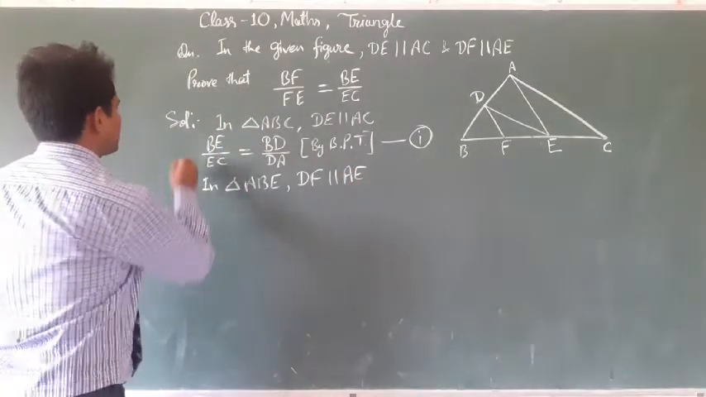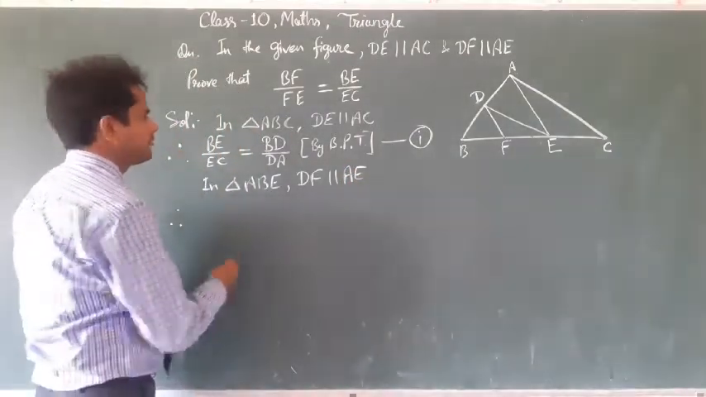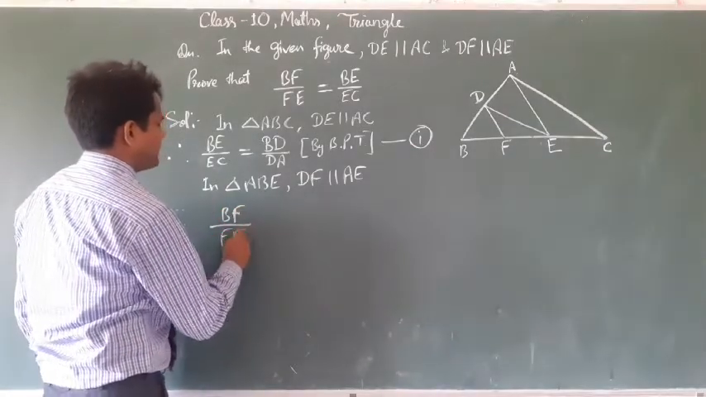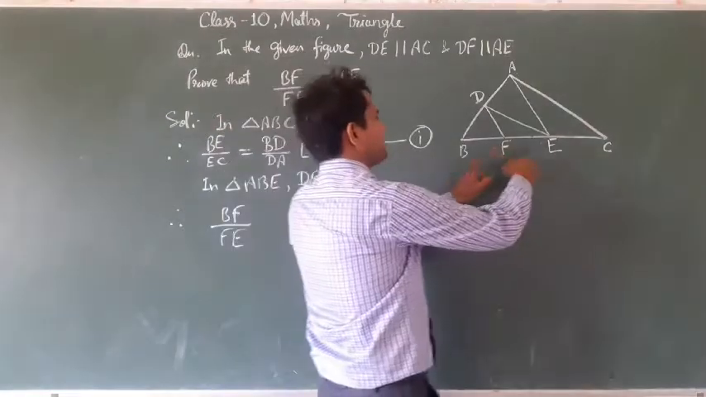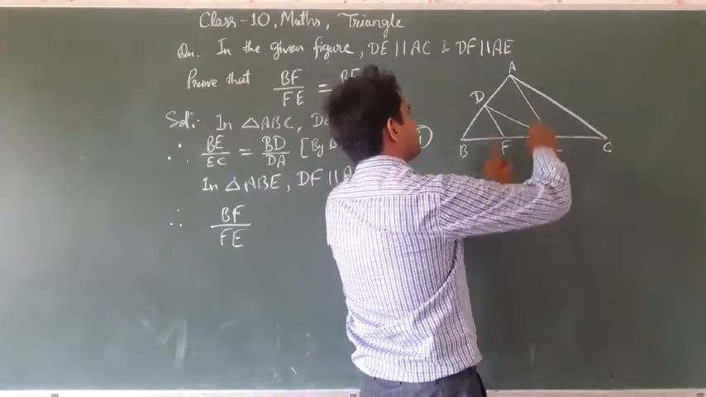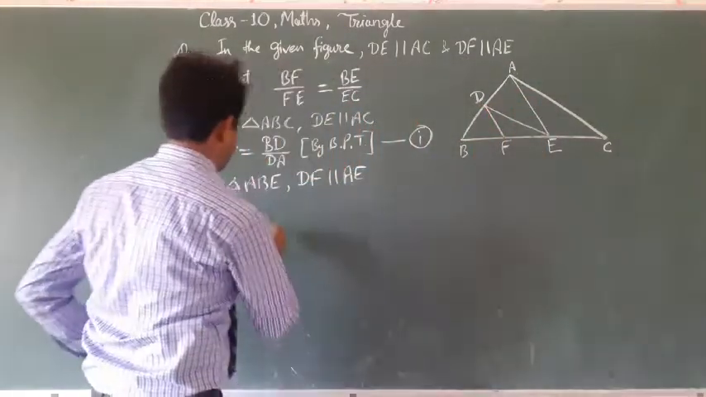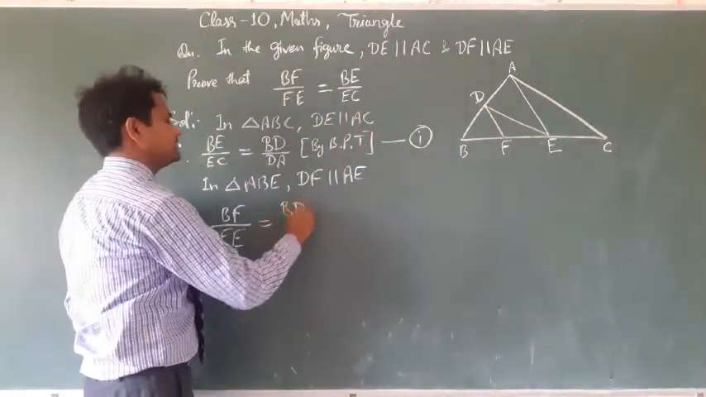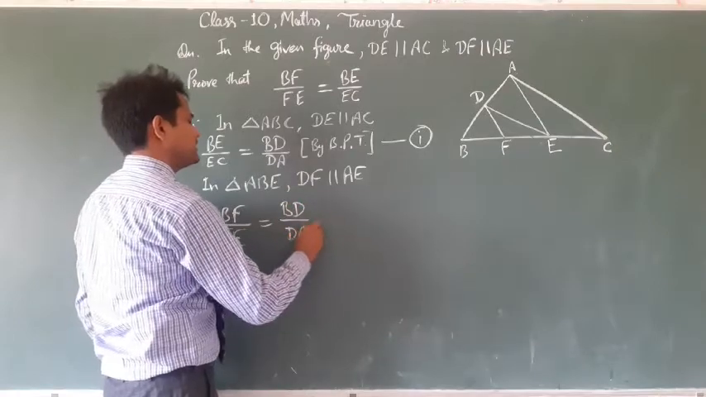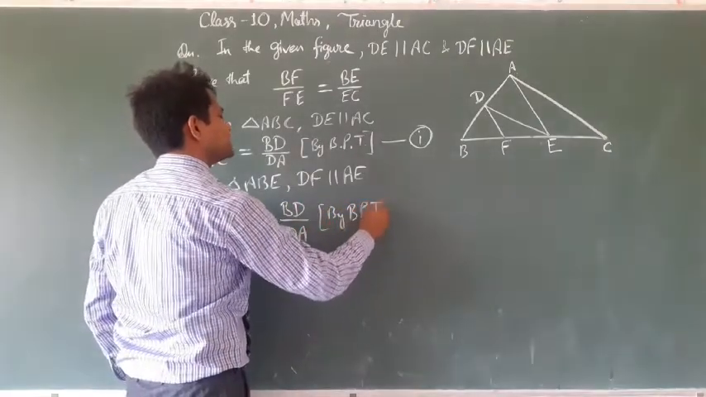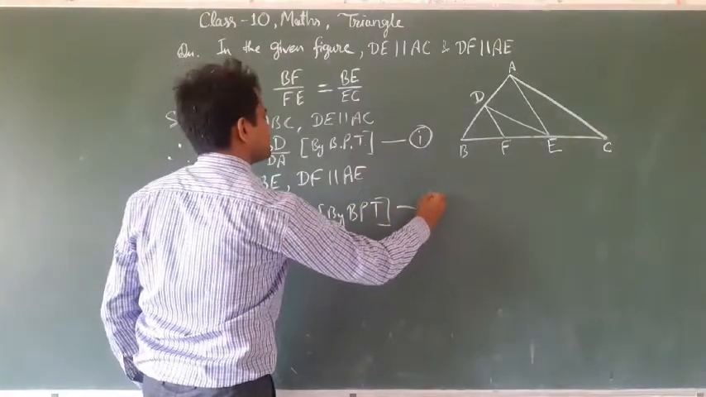So therefore BF upon FE is equal to BD upon DA, by BPT, equation 2.